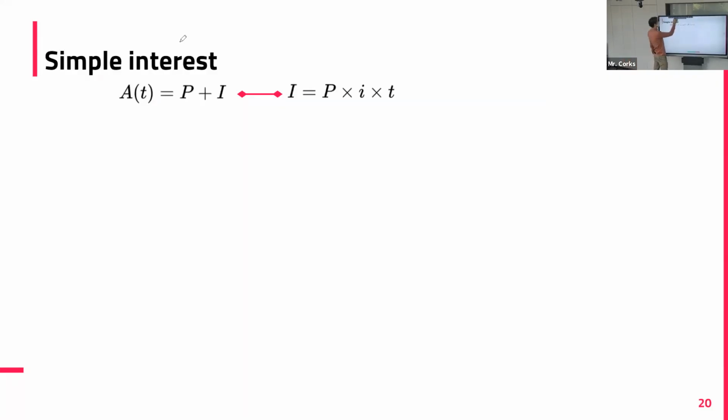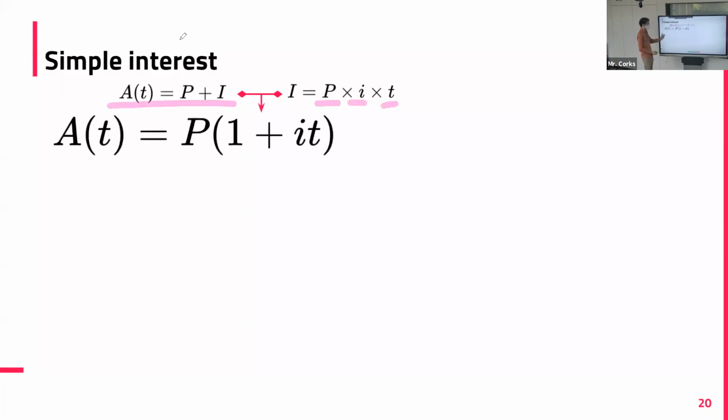So for simple interest, the total value is principal plus the dollar value of the interest. Dollar value of interest is just the principal times whatever the interest rate is times however many years. So we put those two things together and we make this formula. So simple interest after whatever number of years, principal times 1 plus I t. Nice simple formula here.